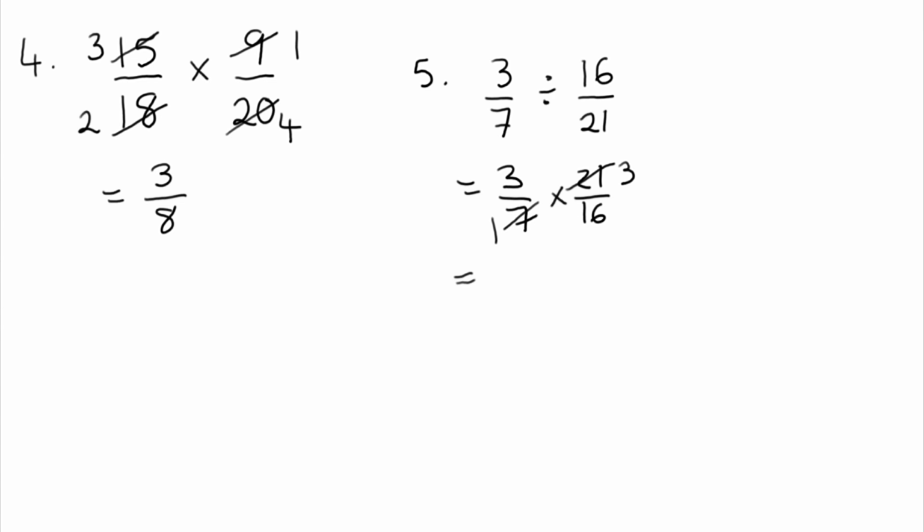3 3s are 9, 1 16s are 16. And we can't divide in any other number. So that's us fully done that one, and it's fully simplified. So the answer is 9/16.